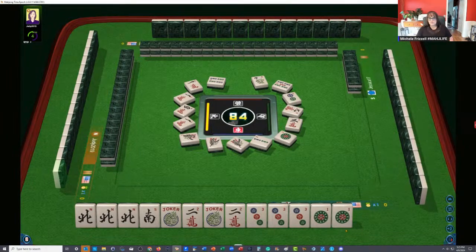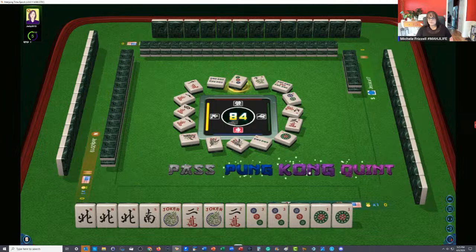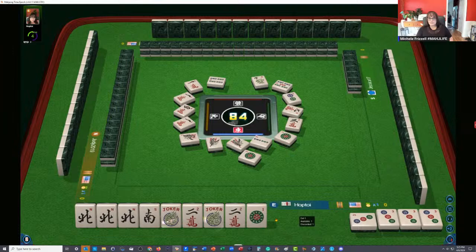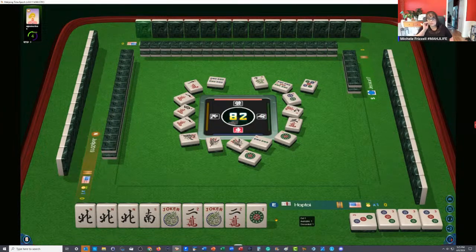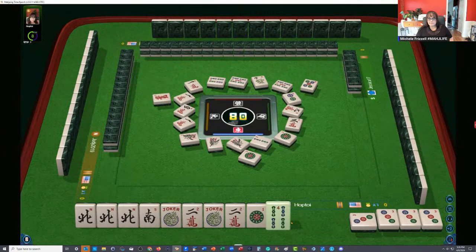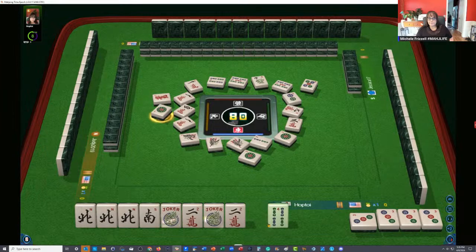We're at 84 tiles. 3 dots. Okay, so let's Kong. Kong. 1 dot. All right. We are at 83 tiles. We're still in the beginning game. 5 dots. The middle game starts at 80 tiles, so we're going into the middle game after this next pick. 5 bamboos. Red dragon. All right, 1 can go. 1 dot.